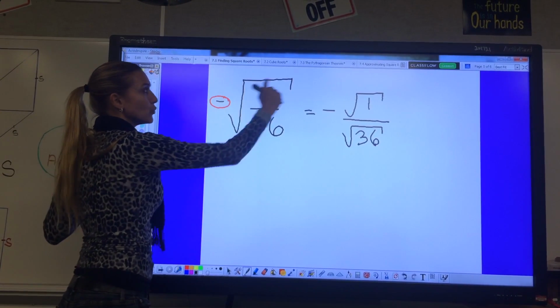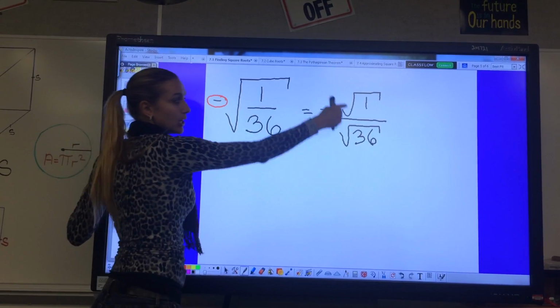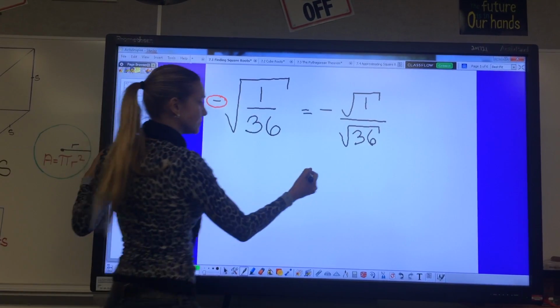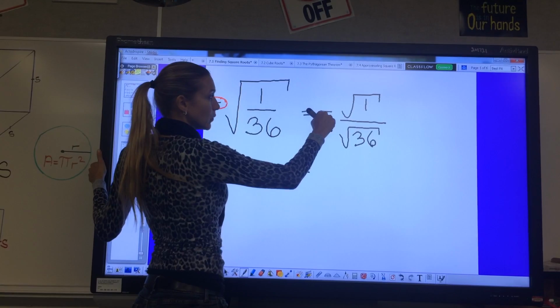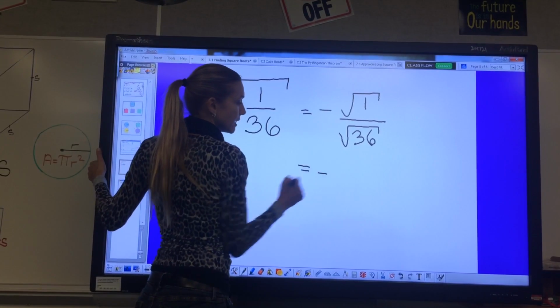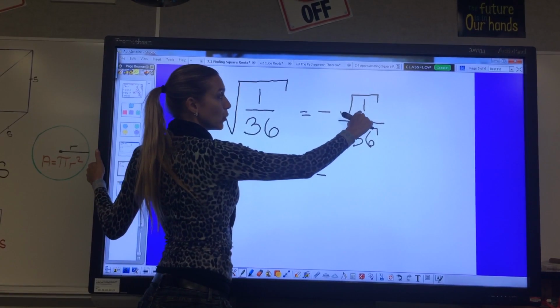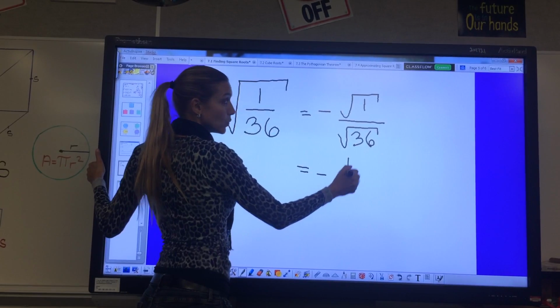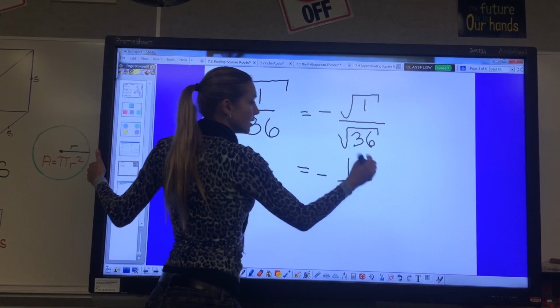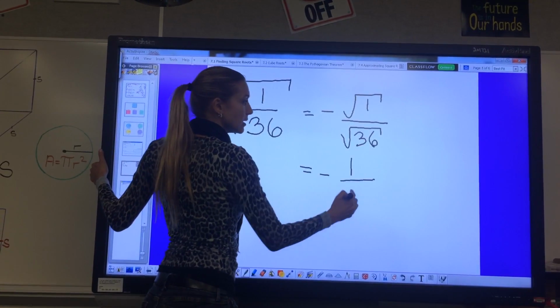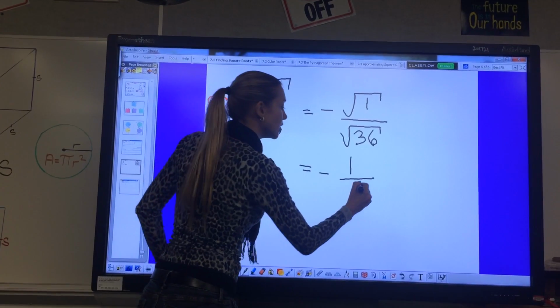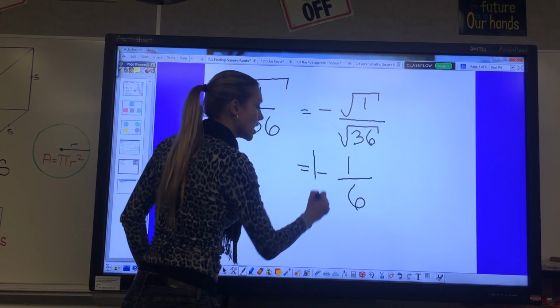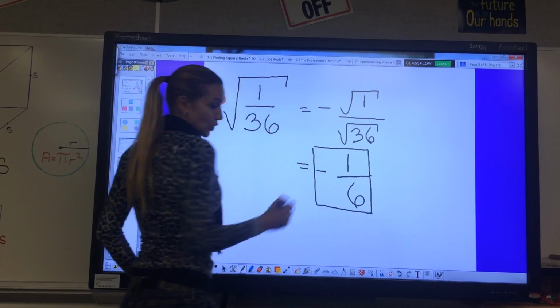Again, the big square root applies to both of these numbers, so we're going to look at them separately. So that equals, I still have the negative. Square root of 1, well, it's 1, because 1 times 1 equals 1, over the square root of 36, which is 6 times 6. So it's 6, and this will be the answer.